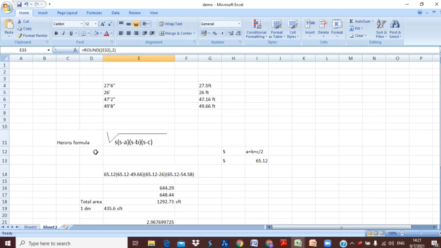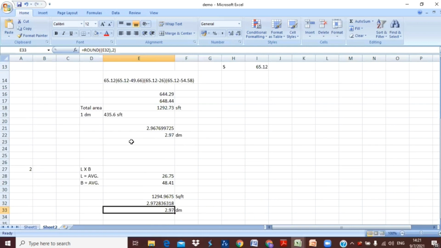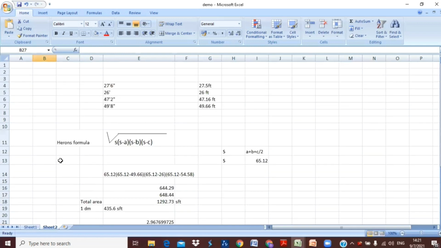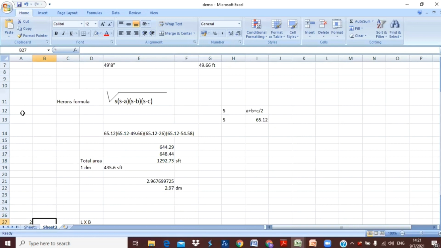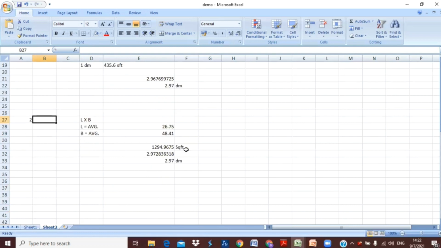So these are the two methods by which you can find and convert the plot area from square feet into decimal. You can see we have almost the same value, 2.97, and here also we have the same value of 2.97. So you can go with either value. This one is the quicker method, and the other will take you some time to convert and calculate the value. So this is the quicker method.